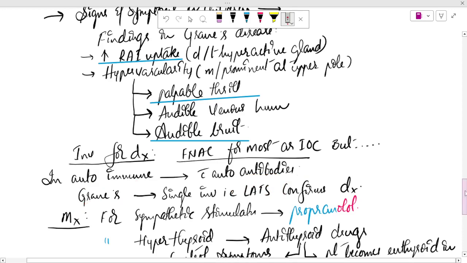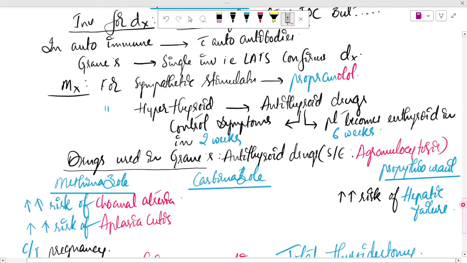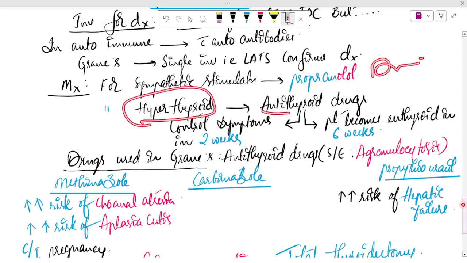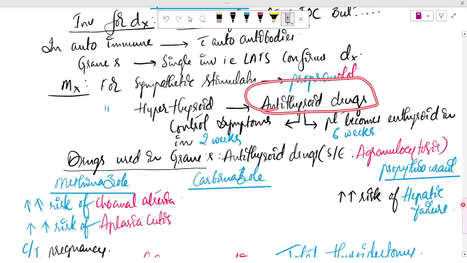Now, what is the management of Graves? We already discussed you have two main problems in patients with Graves. One is sympathetic stimulation and another one is hyperthyroidism. For sympathetic stimulation, you go with sympatholytics or beta blockers, that is propranolol, the very drug you use. And for hyperthyroidism, you go with anti-thyroid drugs.